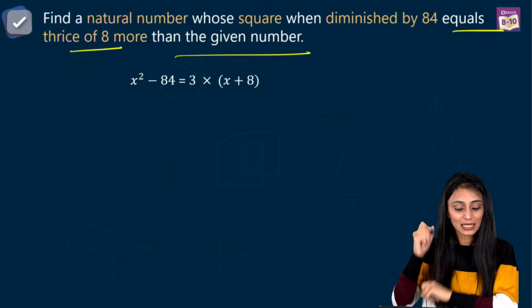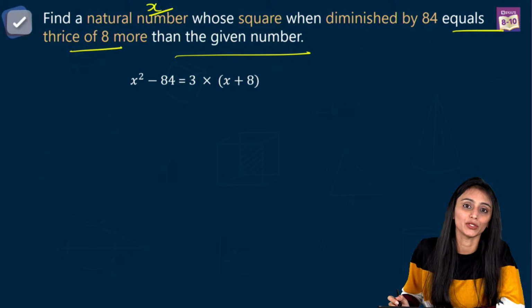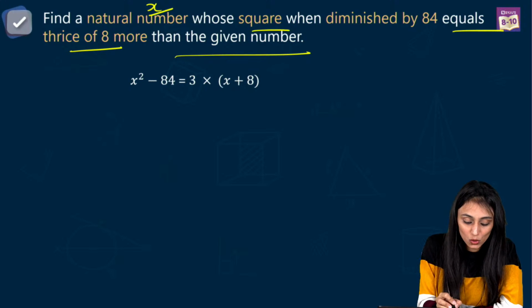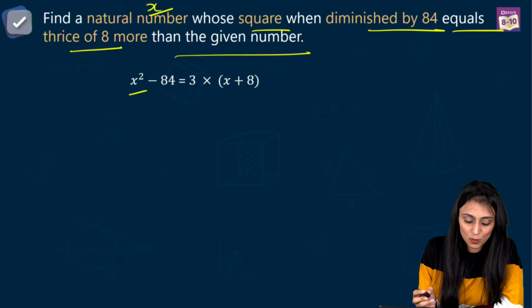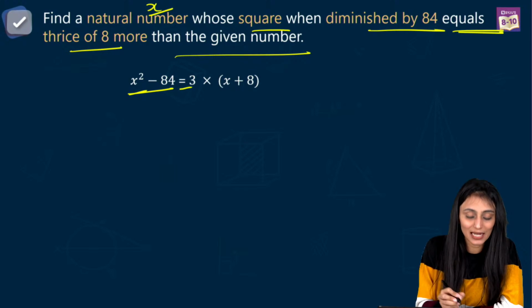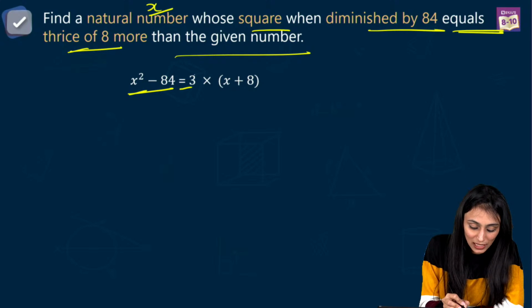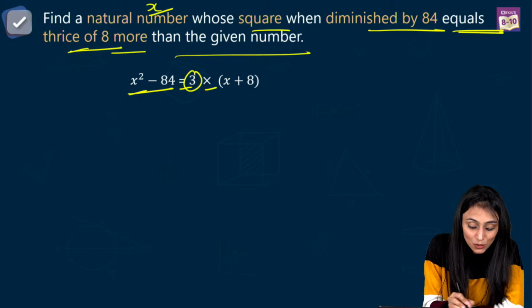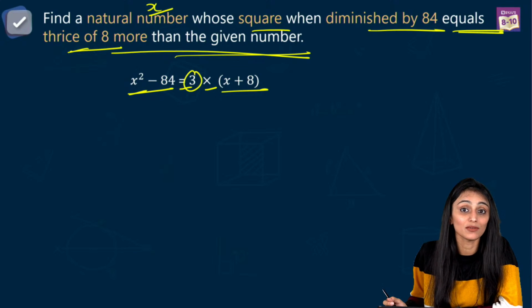Let's suppose that the natural number I'm talking about here is x. Whose square, I'll take the square of it, diminished by 84, that means reduced by 84. So x square minus 84. Equals, that means equal to, thrice of, that means 3 times of what? 8 more than the given number. What is the given number? That's x. So x plus 8.